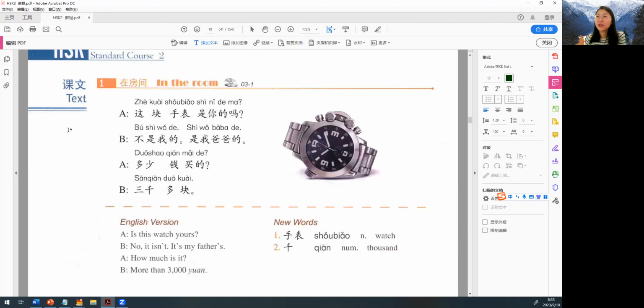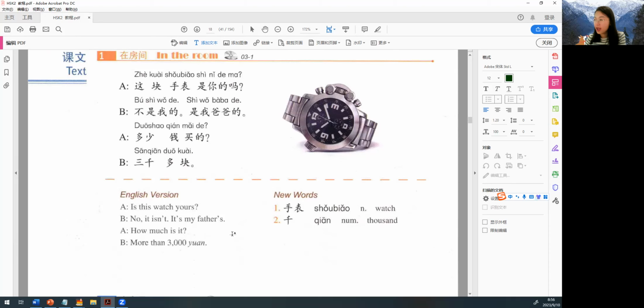All right, now we are going to learn the text. The first will be in the room. So as usual, we will start from the new words first, and then we will look at the text. The first, 手表是偶手.